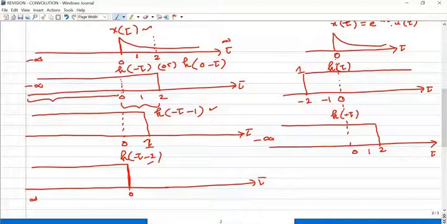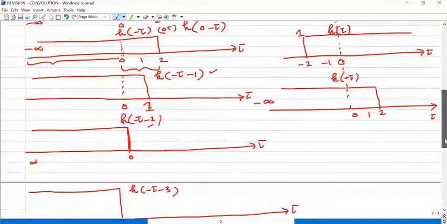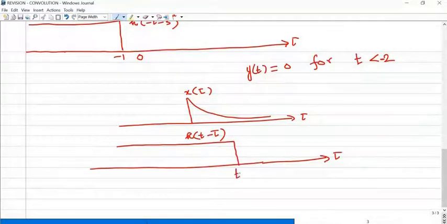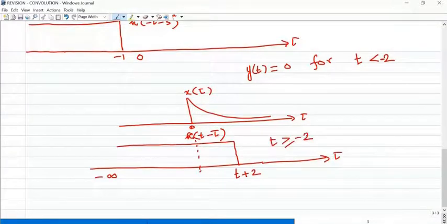Here it extends from minus infinity. So h of t minus tau, I'm drawing that signal somewhere here. This is t plus 2. There 2 is there, just plus t. Here minus infinity plus t, minus infinity. This is the h of t minus tau diagram for t greater than or equal to minus 2. This t may be minus 2 exactly, or minus 1, 0, 1, 2, 3, anything. That's why I gave t greater than or equal to minus 2. When t is less than minus 2, no signal.